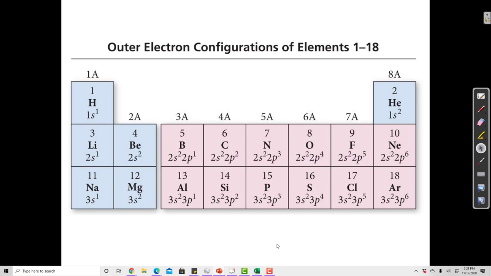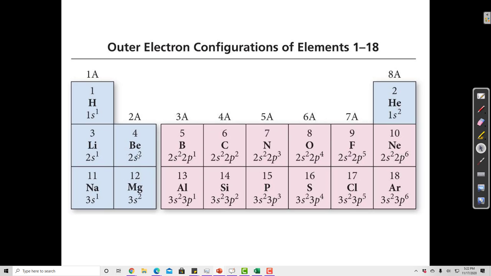So here's the electron configuration for the first 18 elements, well, at least the electron configuration in the outermost shell. So in the first row, we have the 1s electrons, the 1s orbital. Hydrogen and helium get 1s electrons. And then lithium and beryllium have 2s. And then boron, carbon, nitrogen, oxygen, fluorine, neon are filling up the p's: 2p1, 2p2, 2p3, 2p4, 2p5, 2p6.